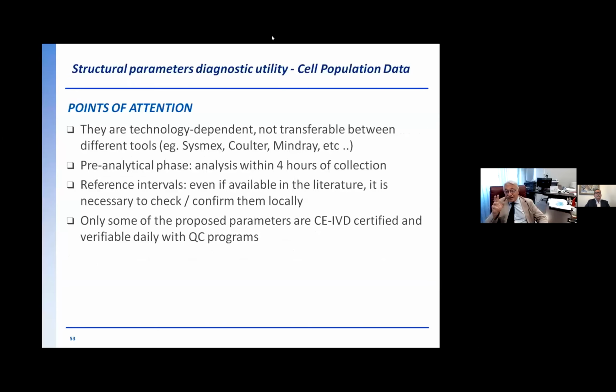So you have to be careful because these are technology dependent, and this data cannot be transferred from one platform to another one. So these technologies have to be deepened as far as each technological platform is concerned. The pre-analytical phase is important because data has to be assessed within 4 hours since the blood test, the sample. Otherwise, there are structural conditions that change and affect the positional parameters.